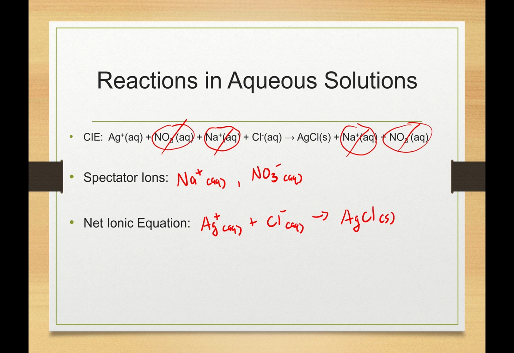The net reaction that actually occurred between those two reactants was the formation of silver chloride through the combination of the silver ion and the chloride ion. So the complete ionic equation just breaks down your aqueous solutions into those free ions. The spectator ions are then removed, and the remaining ions and substances form your net ionic equation.